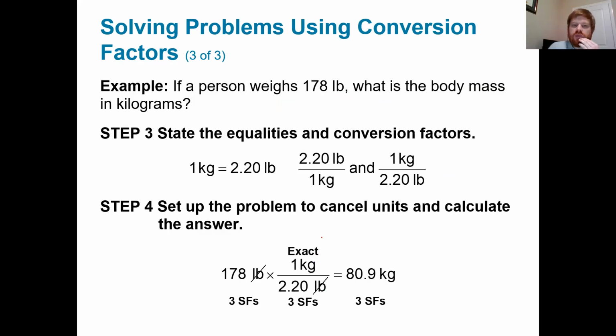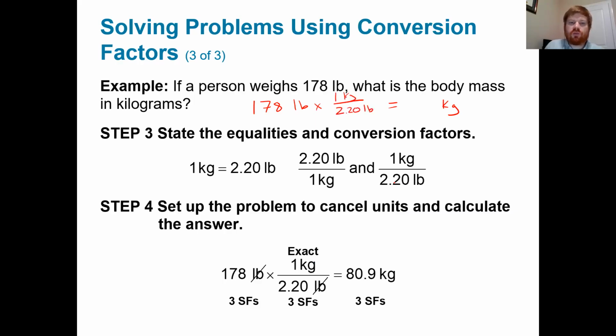Okay, so step 3, you're going to go ahead and get the equalities and state the conversion factors. In the future, of course, once you know the equalities, you'll be able to get the conversion factors right away. If you have 178 pounds and you need to convert it into a kilogram amount, which conversion factor is going to be useful to you? Is it the pounds per kilogram or the kilogram per pound? In this case, what you need to do is use the per pound measurement. So 1 kilogram per 2.20 pounds.